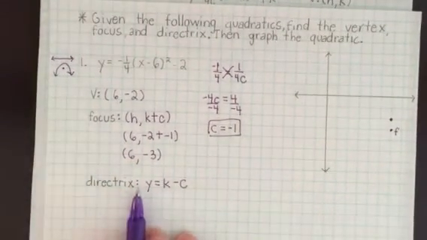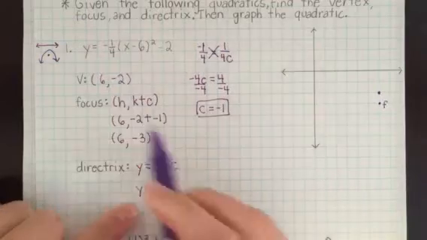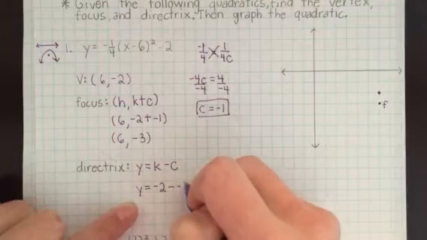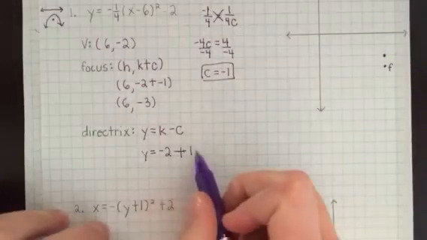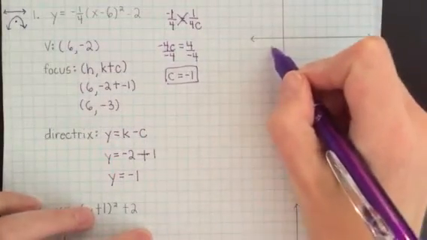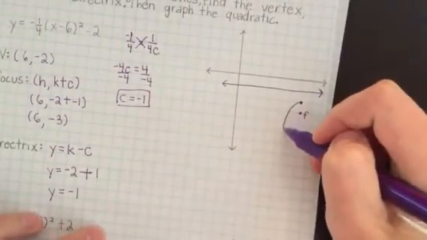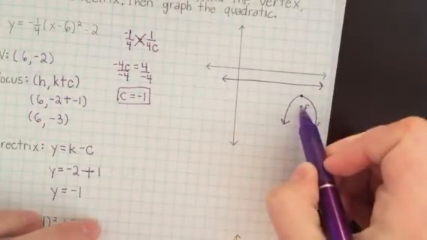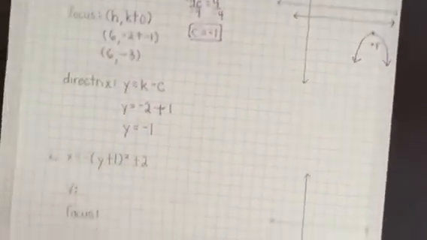All right, let's find the directrix. For the directrix, we have y equals k minus c. So y equals k, which is negative 2, minus c. c is negative 1. When I have minus a negative, that turns positive. So negative 2 plus 1 would be y equals negative 1. So the line y equals negative 1 would be right here. Does that make sense? Yes, because it's supposed to be downward facing. So there's my downward facing parabola, and the focus is on the inside and the directrix is on the outside. All right, let's move on to another one.